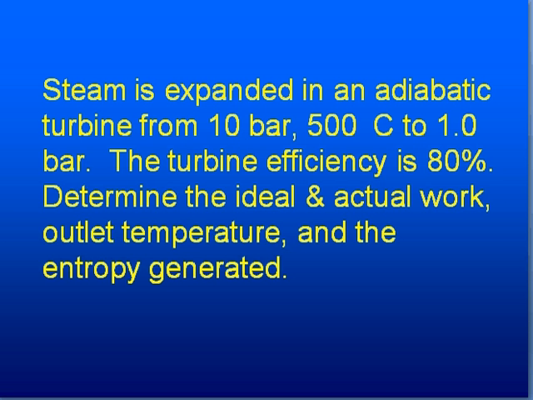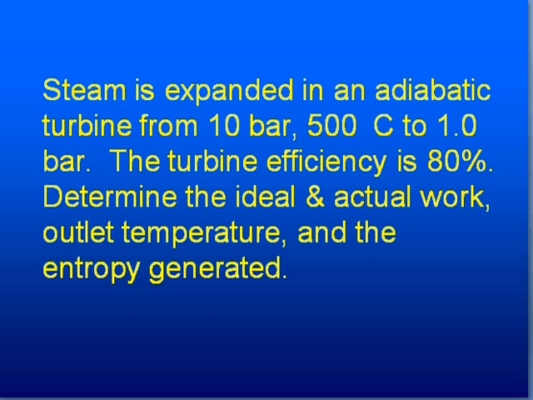Alright, let's look at another problem, and this one I want you to do for homework. Suppose steam is expanded in an adiabatic turbine from 10 bar 500 C to 1 bar, and suppose that the turbine efficiency is 80%. I want you to determine the ideal and the actual work, the outlet temperature, and the entropy generated. This is very similar to the problem we just did, except now you're using steam and you're drawing work out. So try this problem.